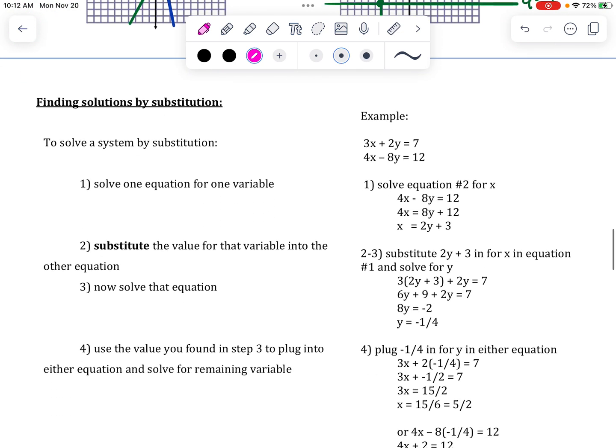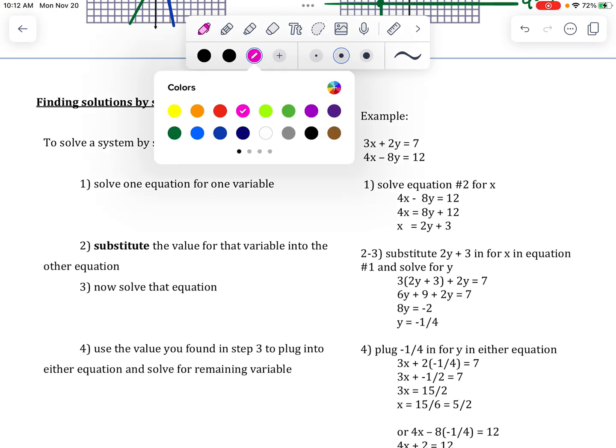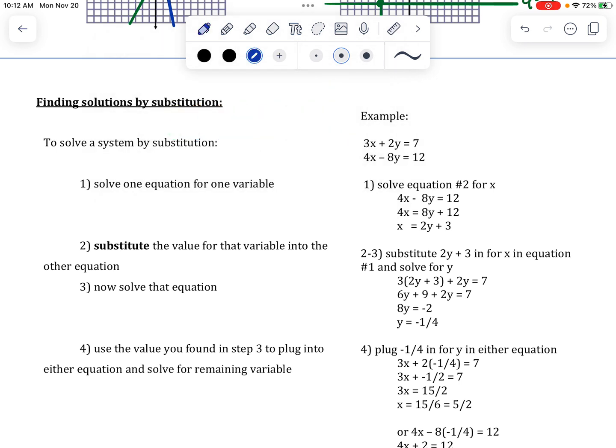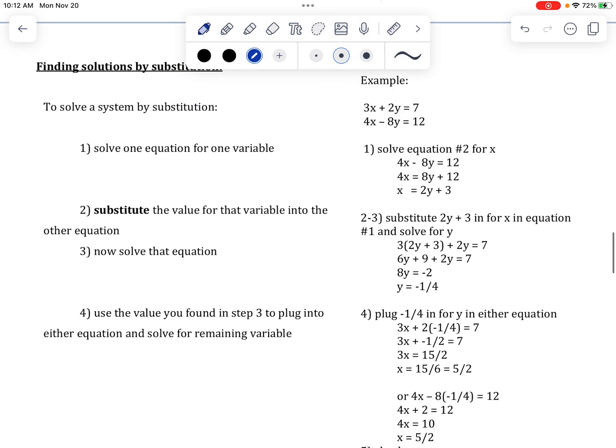So another method of solving is solving by substitution. So here I have an example. Here's a system of equations. It's 2 equations, and I want to solve this for the x and y value that fall on both lines. Your first step is to solve one equation for one variable. So here I chose equation number 2, and I solved it for x. I added xy to both sides, and then I divided by 4.